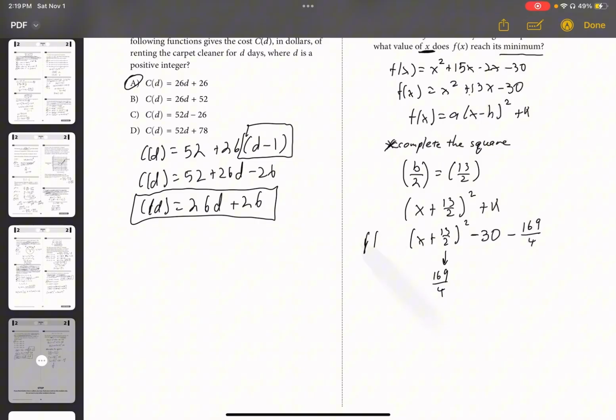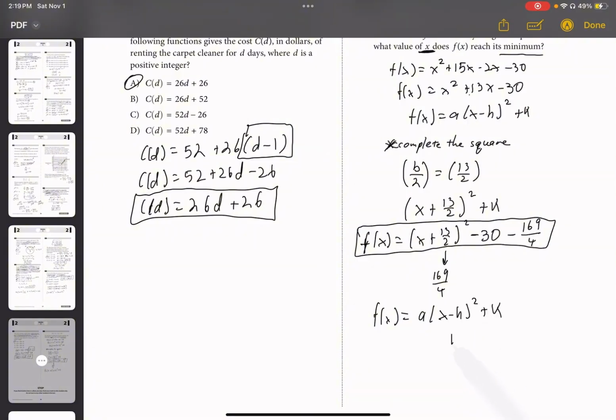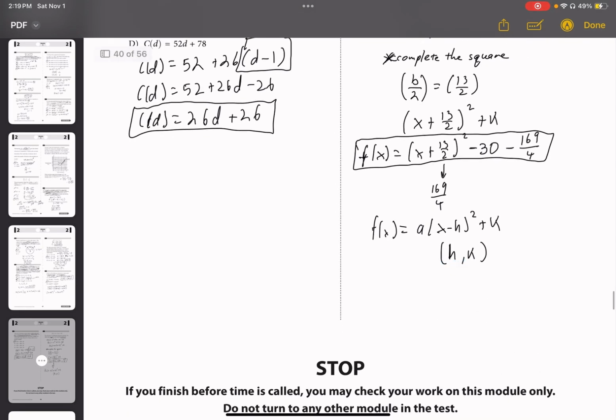So this is going to be your new equation right here. I'm not simplifying the k value just because it's not asking for the minimum, it's asking for the x value where the minimum occurs. So remember that f of x, which is equal to a times x minus h squared plus k, has its vertex at the point h comma k. And if we look here, our h comma k is going to be negative 13 over 2, and then whatever this value of k is. I'm not solving for it because it doesn't ask for it, and that's going to be your value.